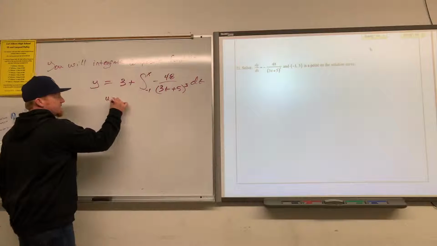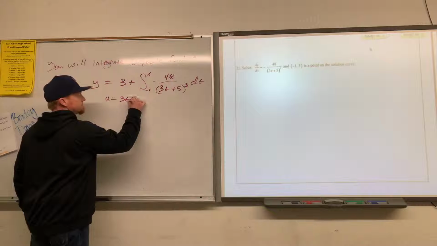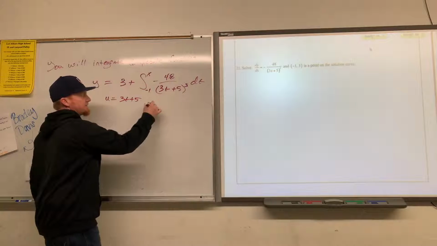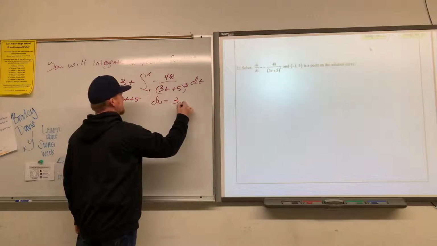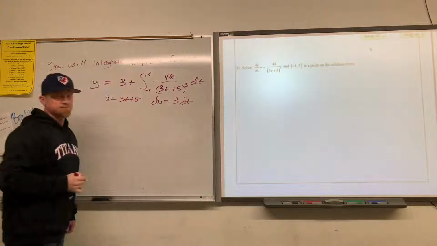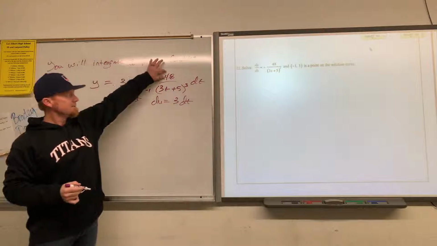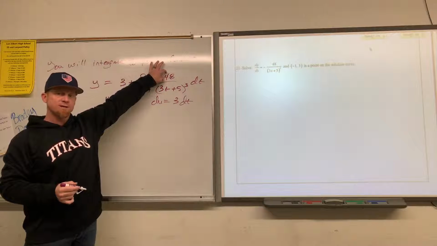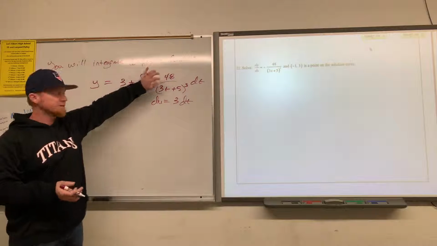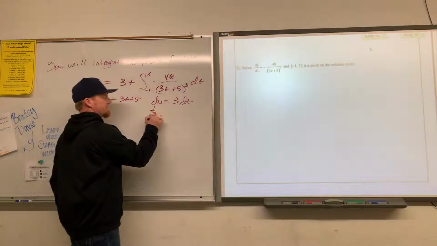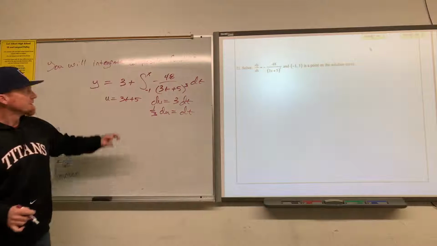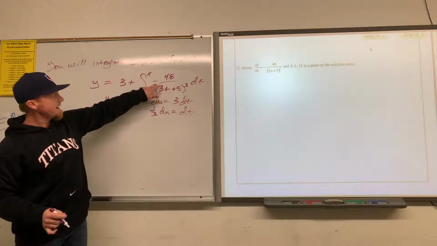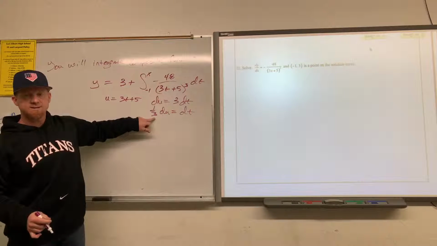So we have an inside function, which is 3t plus 5. Derivative of that is 3 dt. Okay? I don't have a 3 in here. You can think that there's a 3 in here if you want, but it's easier to think that there's not. Just put the 1/3 here. du equals dt.